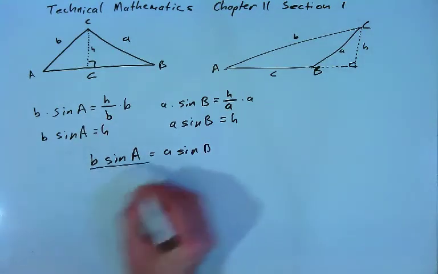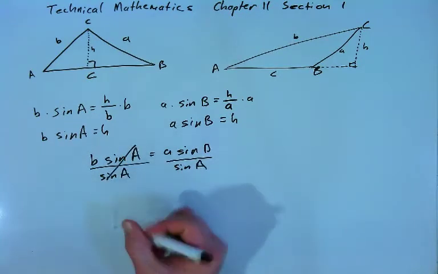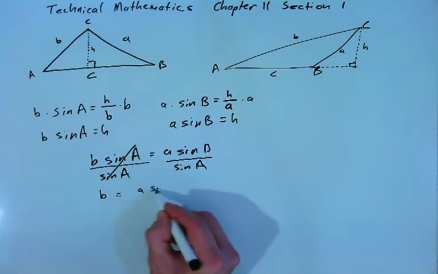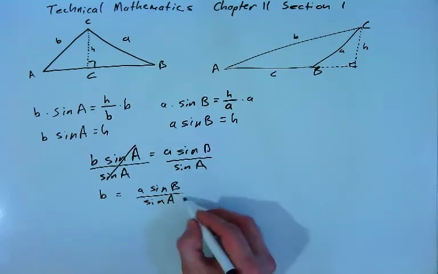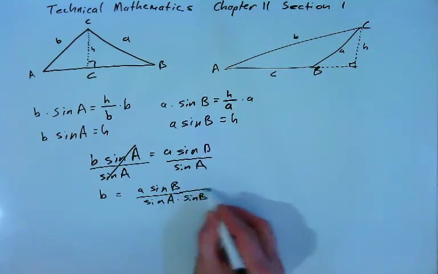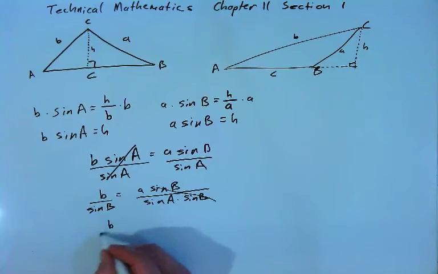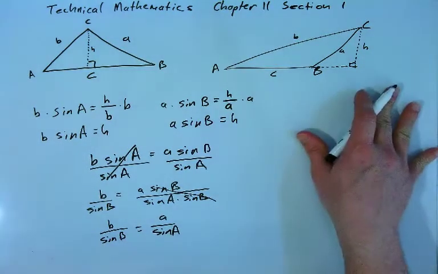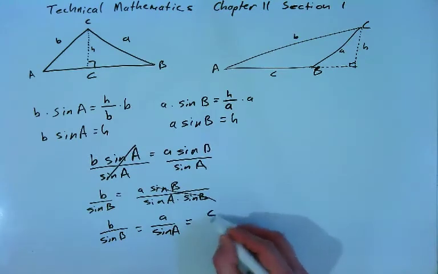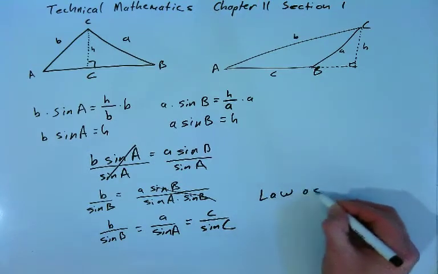So now what we want to do is divide both sides by the sine of A. They cancel over here, and we get B equals A sine B over sine A. Now we want to divide both sides by sine B. They cancel over here, and we have B over sine B is equal to A over sine A. And using the same method, we could also prove that this will also be equal to C over sine C.